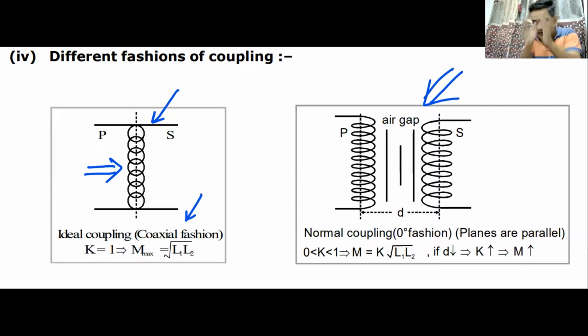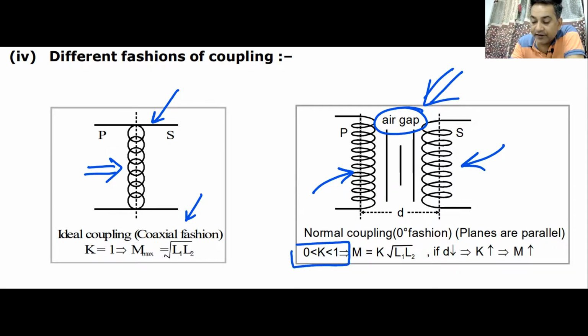If the two coils are separated by a small distance, we call that distance an air gap. Whatever flux is linked in coil 1, the primary, the same flux will not come to coil 2, and therefore you will have the value of K varying from 0 to 1. Do we understand this? Yes or no? Yes, sir.